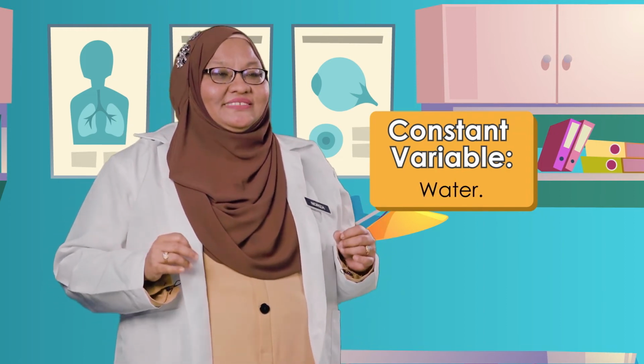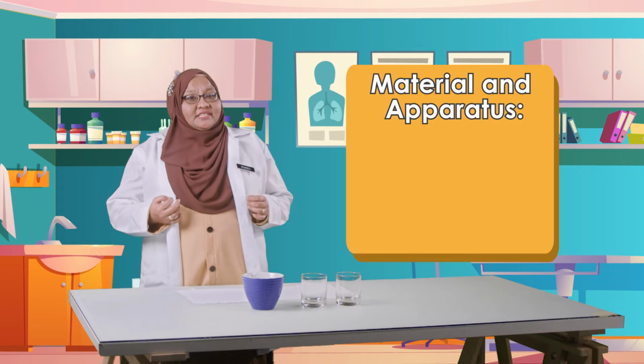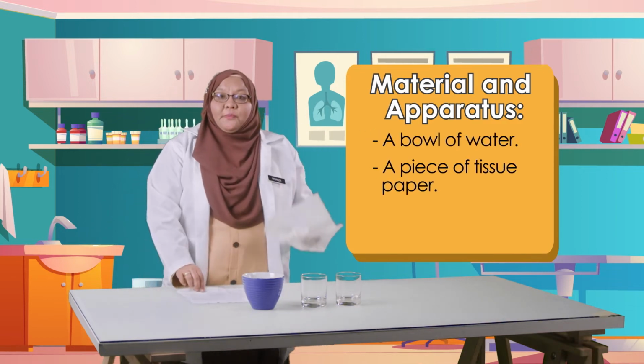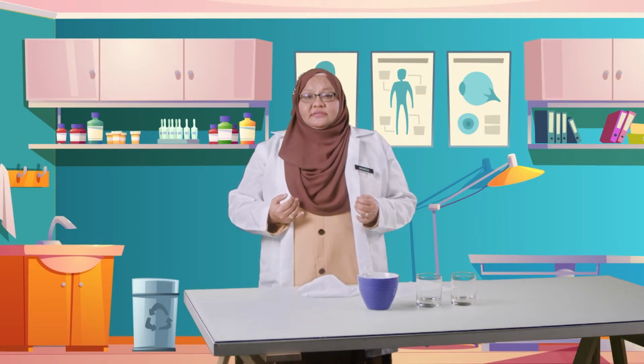Well done, everyone. Now, let's take a look at the materials and apparatus that we will use for this experiment. A bowl of water, a piece of tissue paper, a piece of cloth, 2 glasses. Pupils, how do we plan an experiment and then conduct the experiment? We show this in the way that we write the procedures. Normally, the procedures are written in the passive form. Let's start step by step.